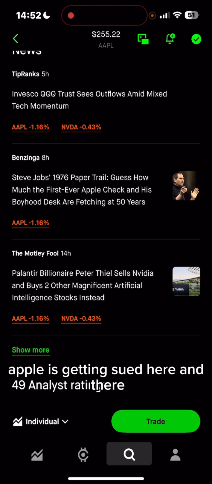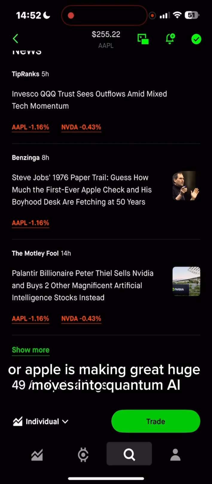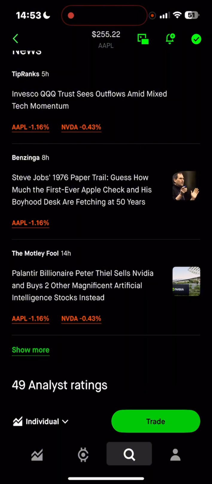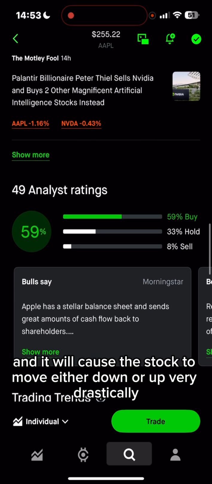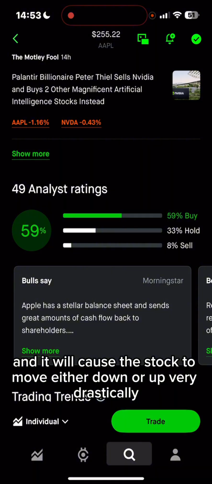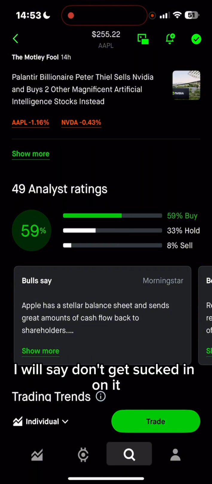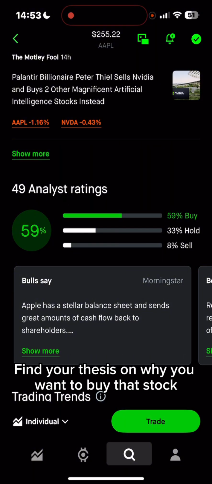Oh, Apple is getting sued here and there, or Apple is making huge moves into quantum AI, as an example, just a random example. You will see those articles and they will cause the stock to move either down or up very drastically. I will say don't get sucked in on it. Find your thesis on why you want to buy that stock.